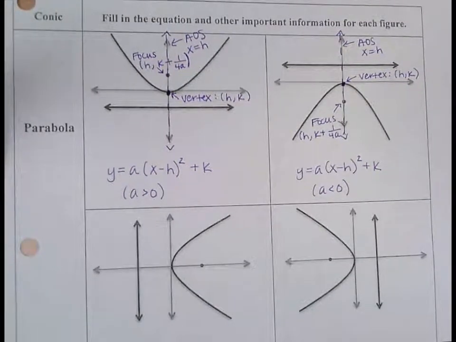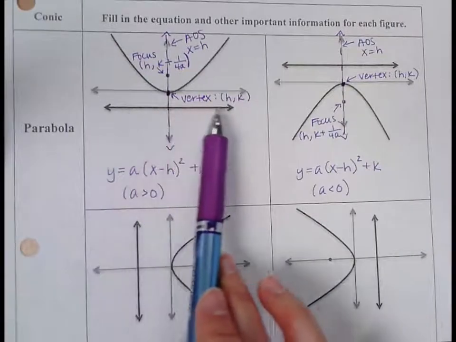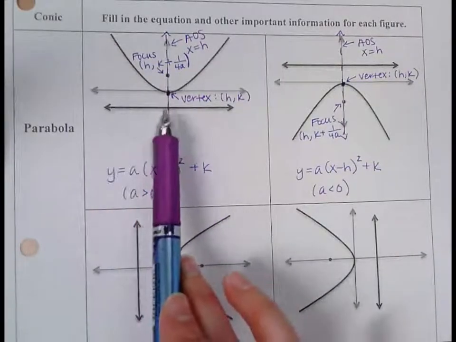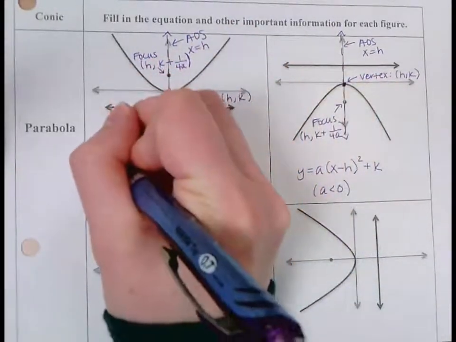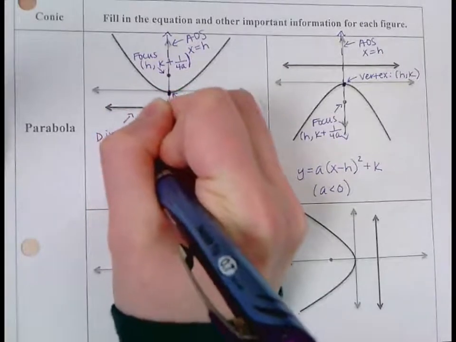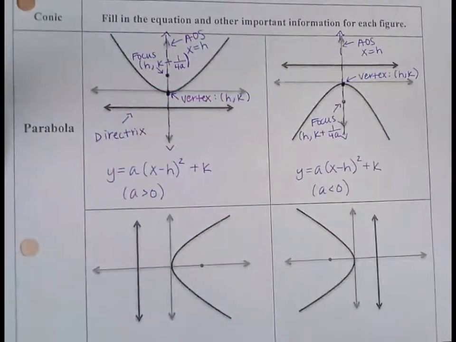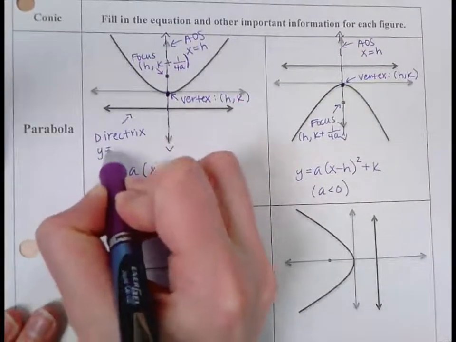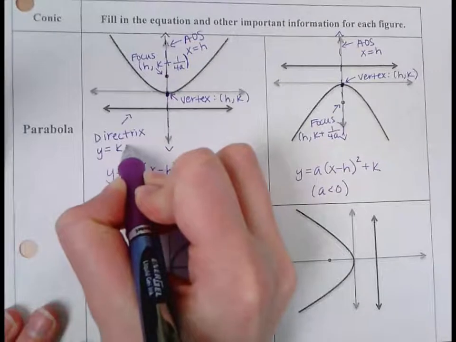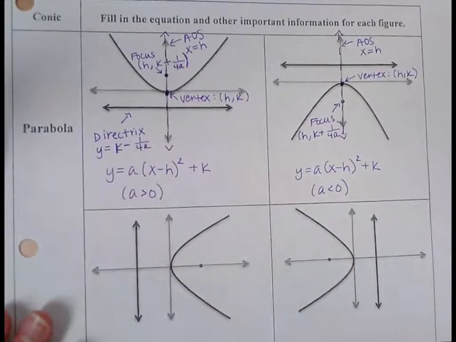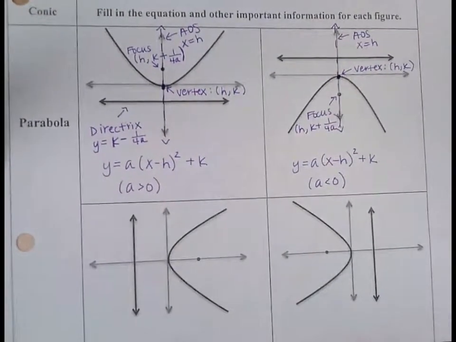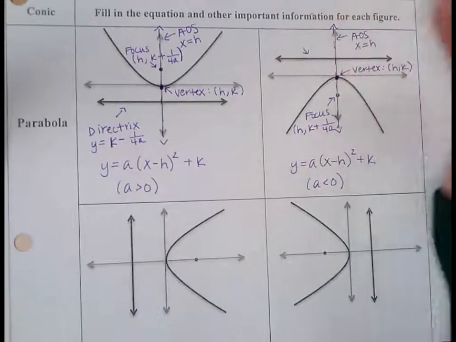Okay, and then the horizontal line that you see that is drawn underneath the parabola that opens up and then above the parabola that opens down, that is called the directrix. D-I-R-E-C-T-R-I-X, directrix. And that line also has an equation. It's the equation y equals k minus 1 over 4a. K minus 1 over 4a, and I'll label that on the other one as well.